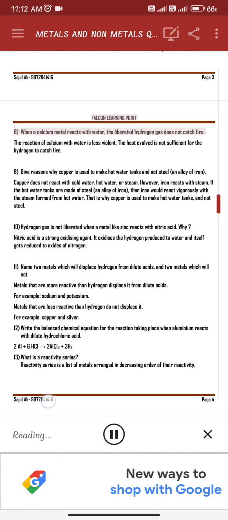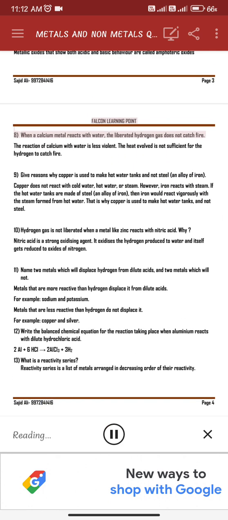8. When a calcium metal reacts with water, the liberated hydrogen gas does not catch fire. The reaction of calcium with water is less violent. The heat evolved is not sufficient for the hydrogen to catch fire.